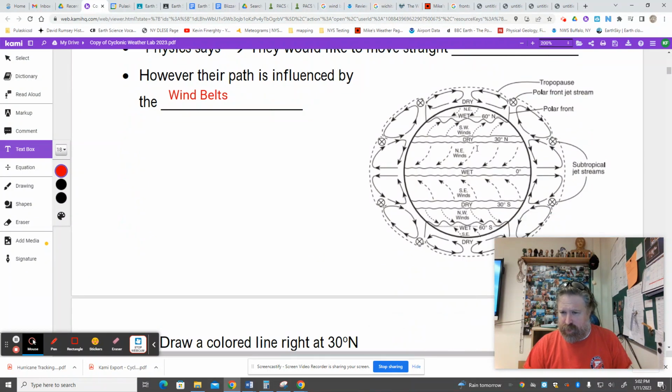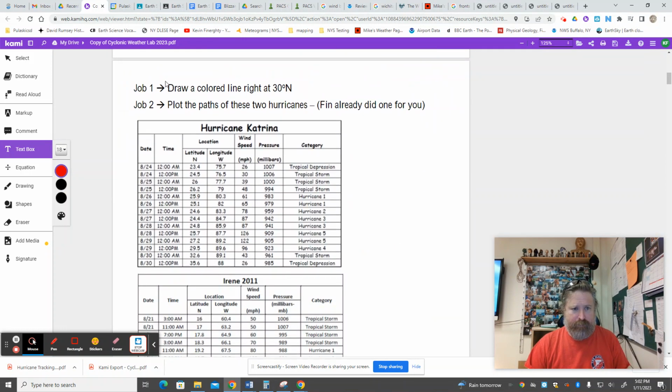So as it goes up this way, how's it going to get shoved by the wind belts? Then it gets to 30 and it enters this wind belt with southwesterly winds. So what happens there? So that's going to be your job. So what you're going to do on the map right here, draw a colored line right at 30 degrees north.